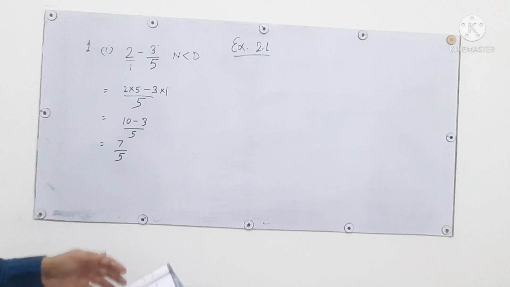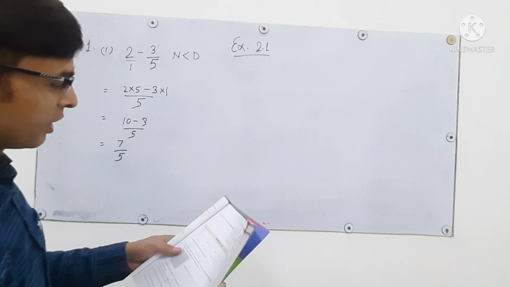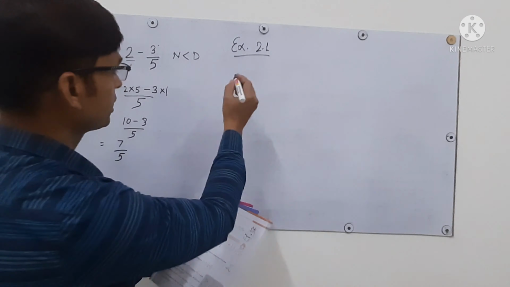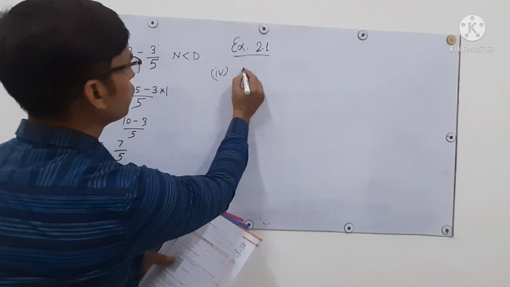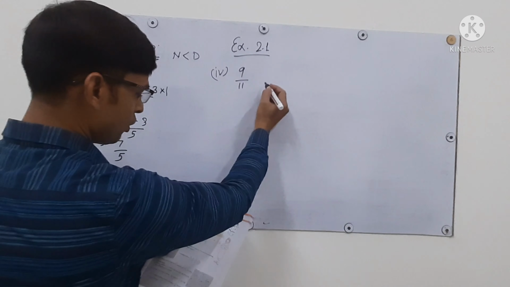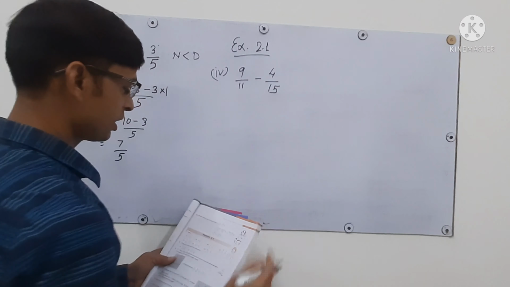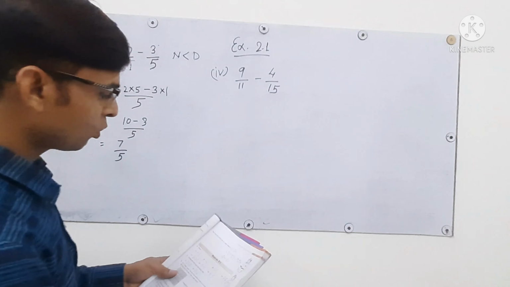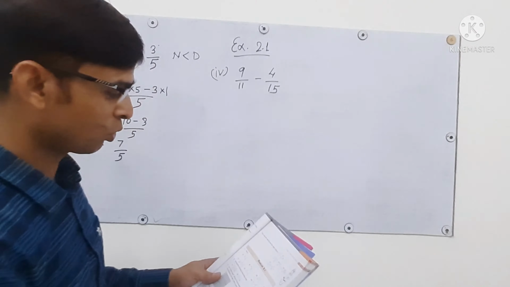Okay, so this is a very easy question, and now we will solve part 4. In part 4, it is 9/11 minus 4/15. And the second and third questions you can solve on your own.